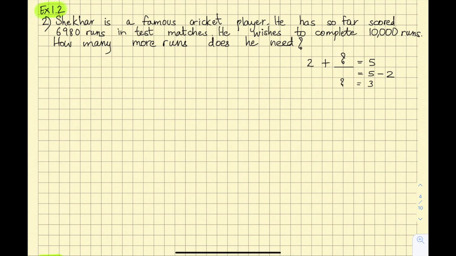Kindly apply logic everywhere. Don't learn the questions by heart and solve, but just apply logic. He has already scored 6,980, but his wish is to complete this much. So how much is he less? How much is he lacking or deficient? So let's start solving. Wishes to complete 10,000 runs. So we will write wishes to complete. Same to same we copy from the question so that the work is very easy. Wishes to complete 10,000. I will copy digits properly in one box, 10,000, and so far scored.